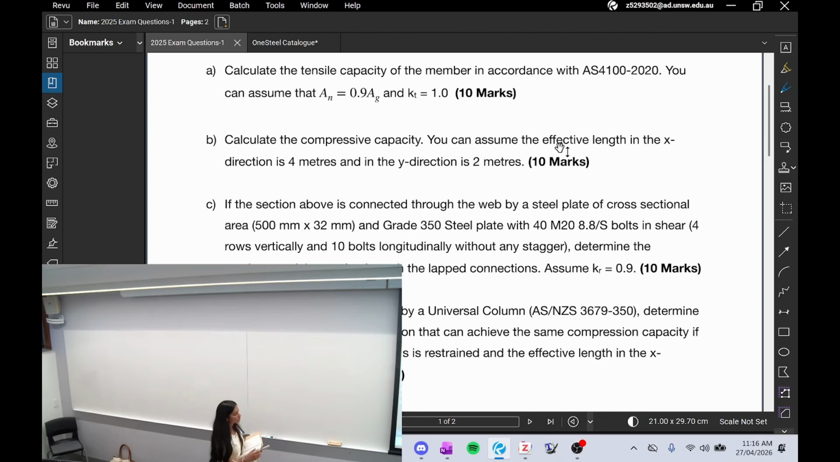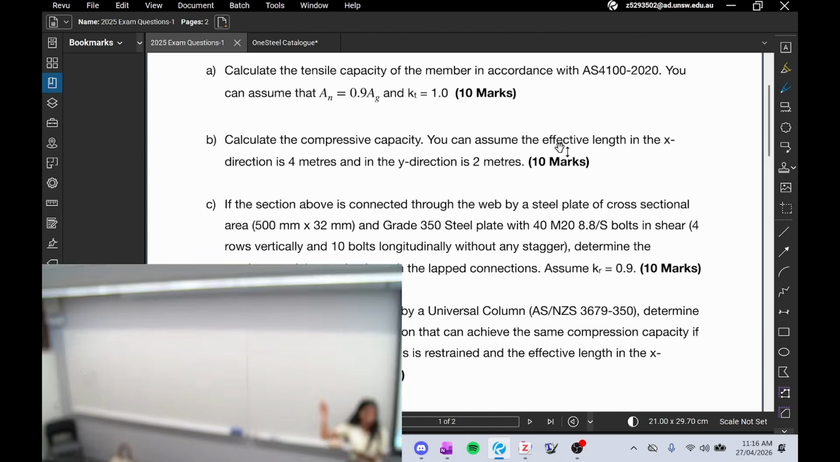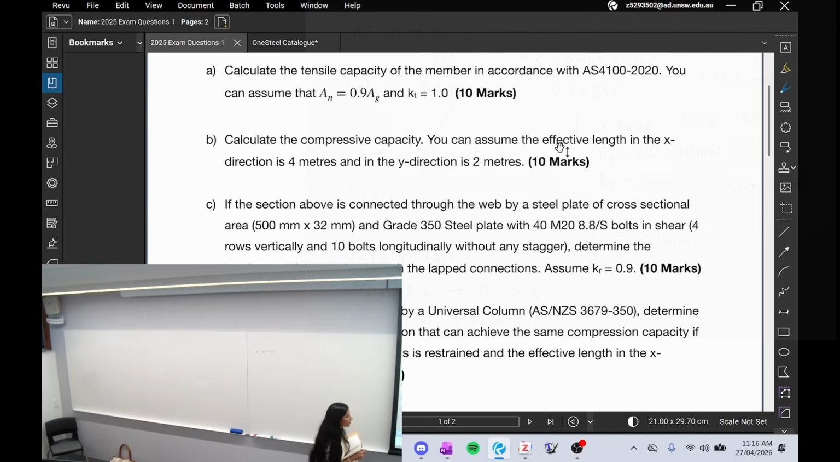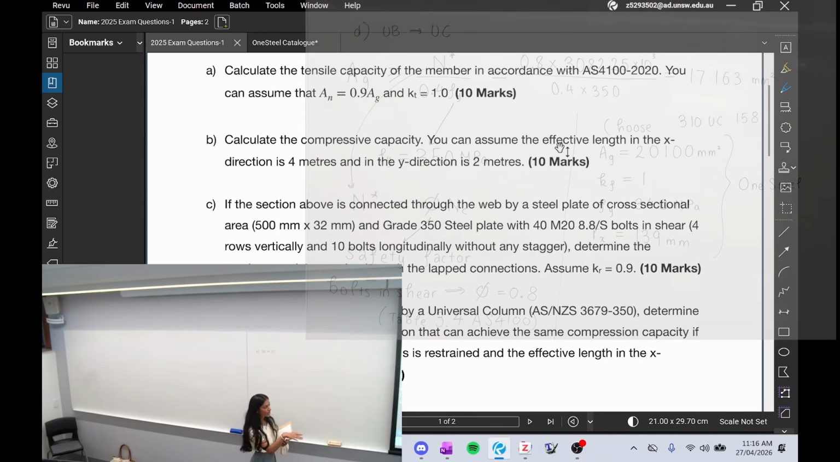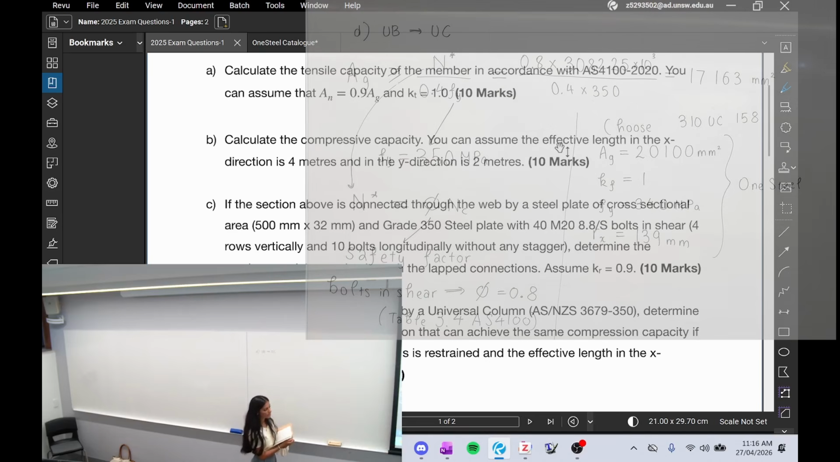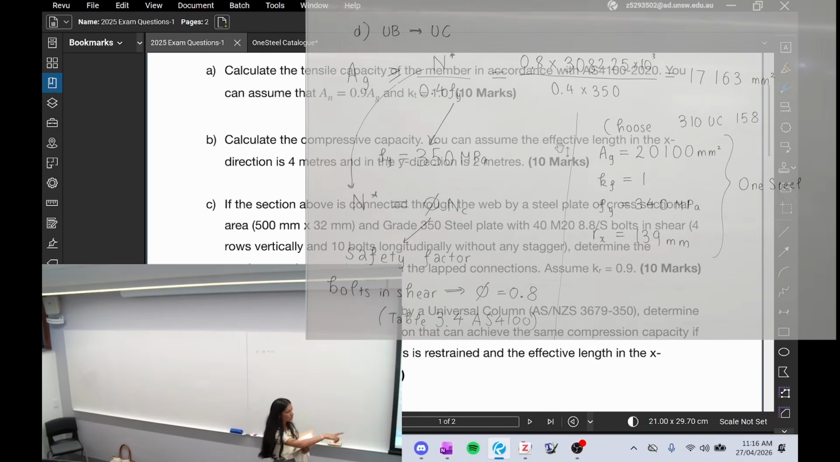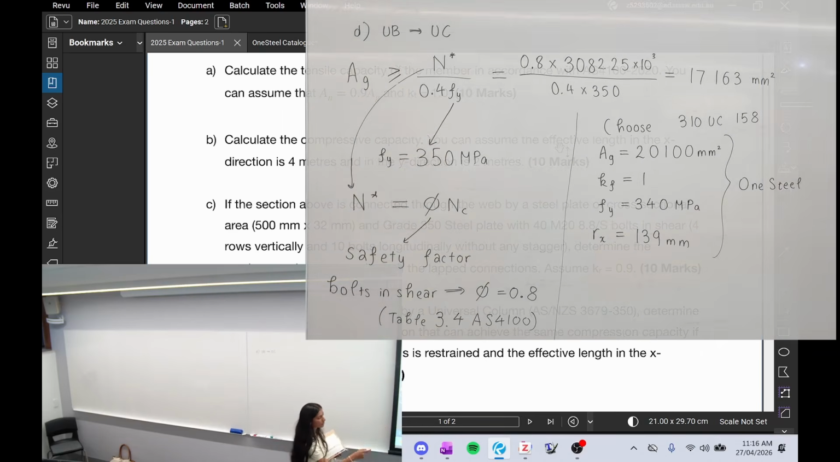last part for this question. They are saying that in part D, we're going to replace the section, which was previously a universal beam, with a universal column. And when they say determine the minimum weight of the section, they're basically asking you which universal column you are going to be using. So it's up to you to choose one and make sure that it satisfies whatever criteria you want to satisfy. So here they've said we want it to achieve the same compression capacity.